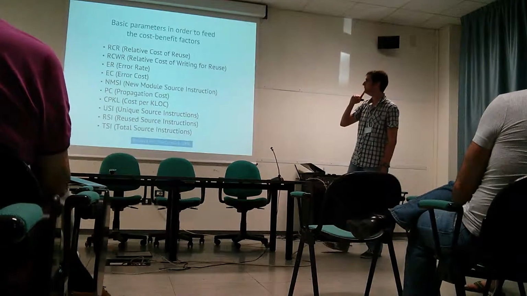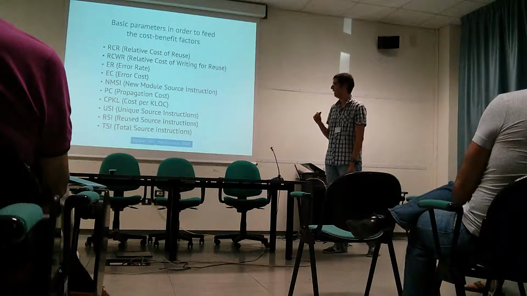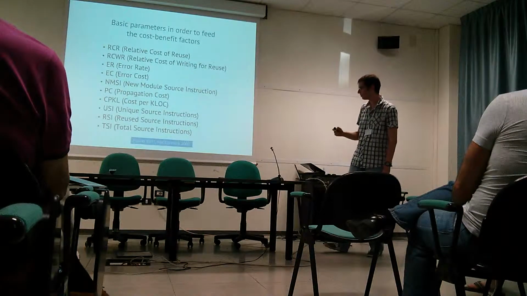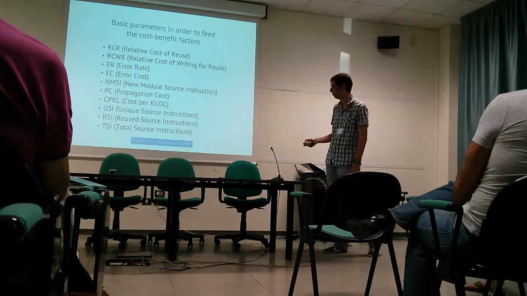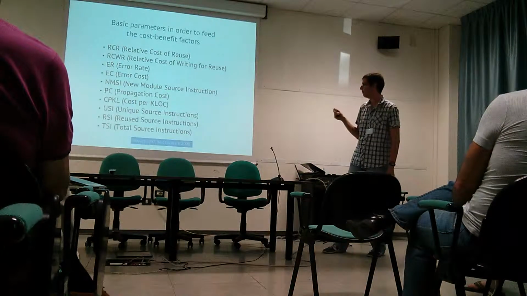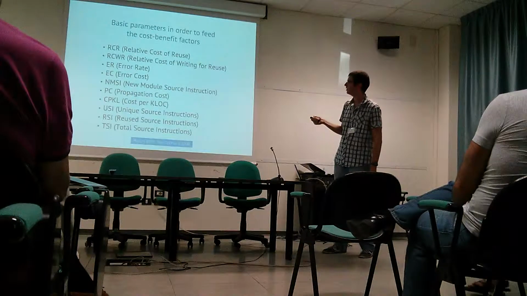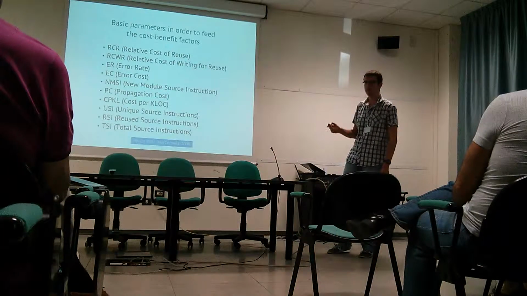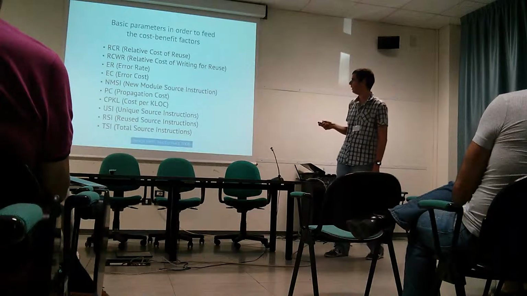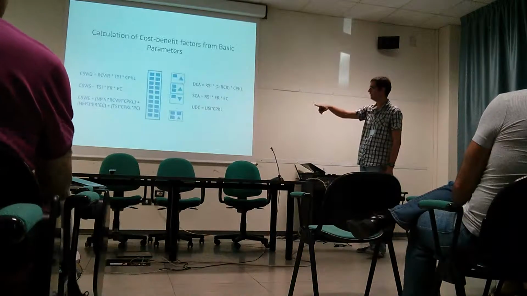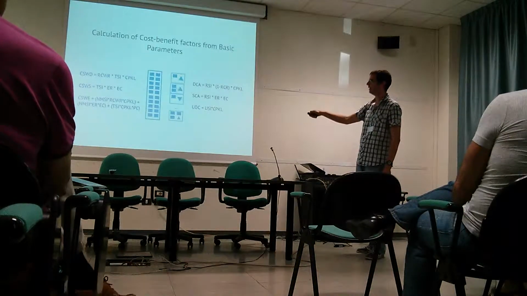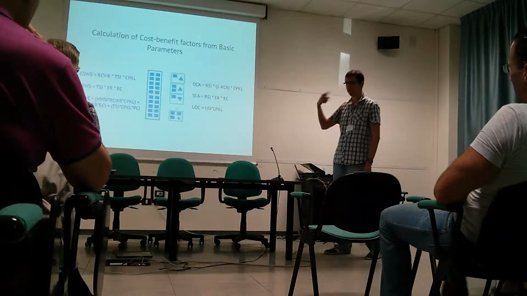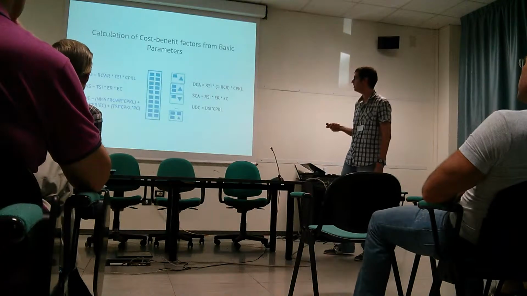These 10 parameters are basic, and they are well known from software engineering. Some of them are reused from Boehm, others from COCOMO. For instance, the relative cost of reuse and the relative cost of writing for reuse, or the propagation cost of a modular design. And with these 10 parameters, we can calculate each one of the cost benefit factors. We will see it later in the application of the model.